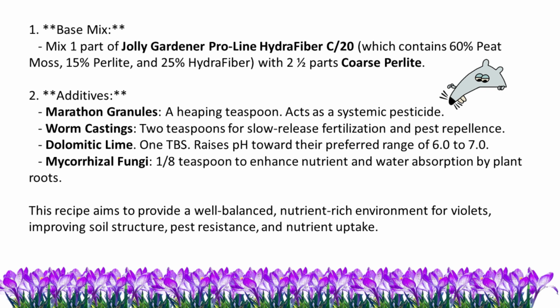2. Additives. Marathon granules, a heaping teaspoon. Acts as a systemic pesticide. Worm castings, 2 teaspoons for slow-release fertilization and pest repellents.